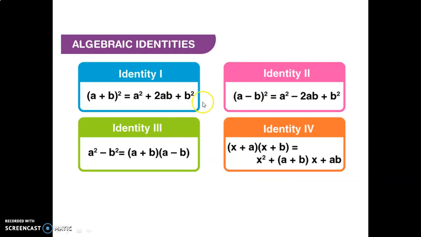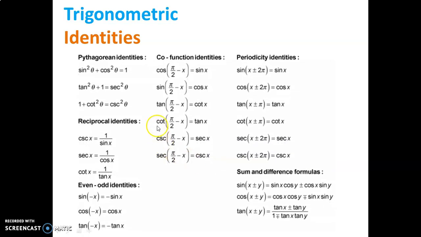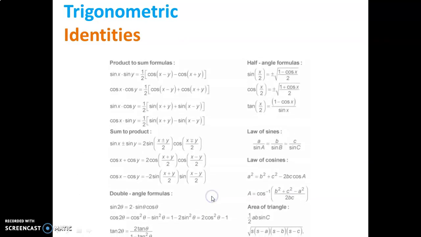Here are some identities we've seen in algebra. When we expand this, we get this. So those two things are equal to each other no matter what a and b are. And here are some other rules like that. Those are all identities. In trigonometry, there are many identities. This is some of them. This is some more of them.